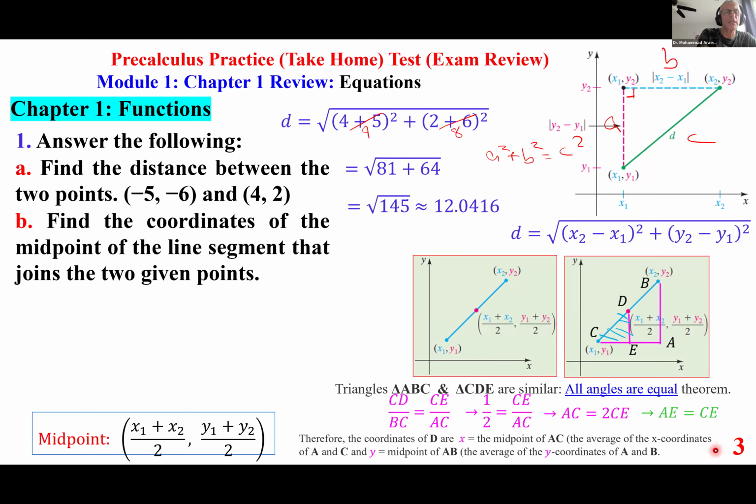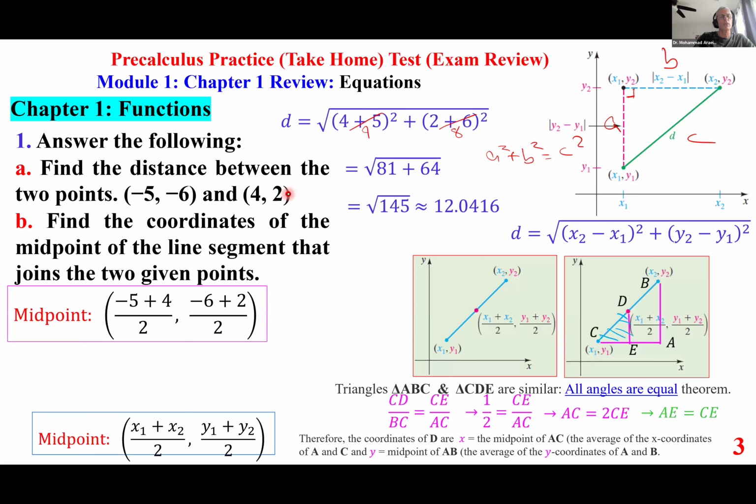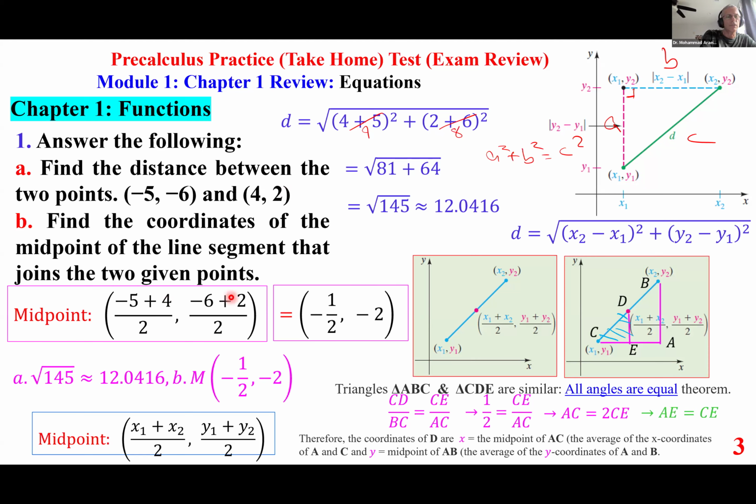Now you just plug in: add these two numbers, divide by 2, add these two numbers, divide by 2. Negative 5 and 4 is negative 1, so you get negative 1/2. Negative 6 and 2 is negative 4, divided by 2 is negative 2. And so we have the answer to part A for the distance, and the answer to part B for the midpoint.